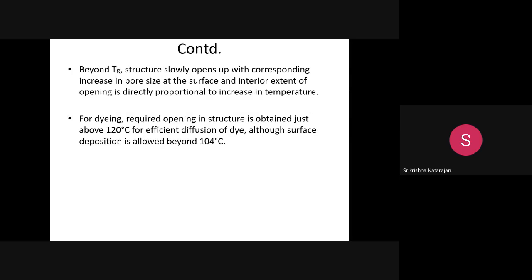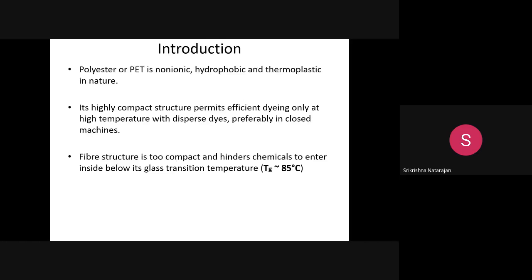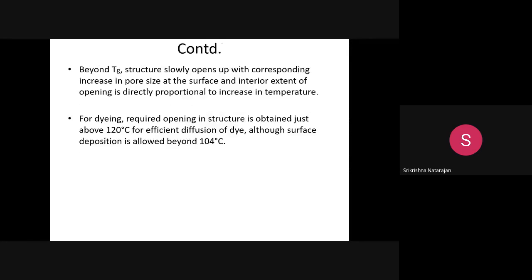I have explained this, and I think you have understood how: when it converts from the glass to the rubber state, dyes can easily penetrate inside the fiber structure, because it's a very compact fiber. Normally the glass transition temperature of polyester is around 80 to 85 degrees centigrade, but dyeing is normally carried out at a very high temperature of say 130 degrees centigrade.